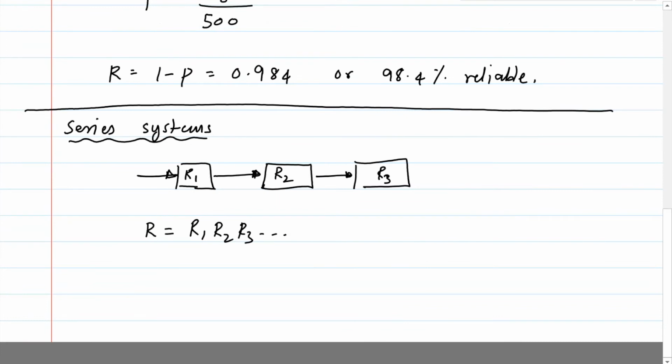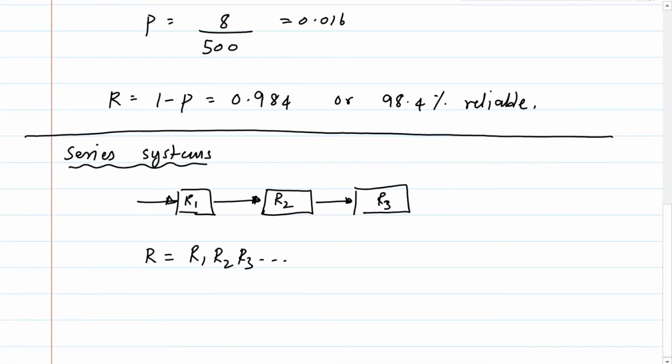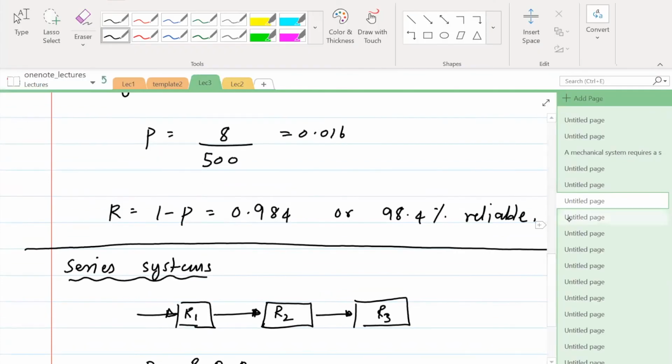There are other systems, typically where there is redundancy in the system, and those are called parallel systems.